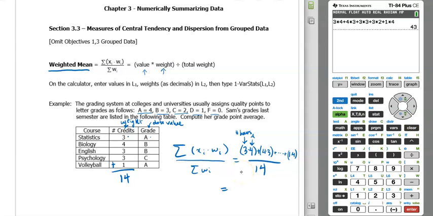And this sum in the numerator should give us 43. And then we're going to divide 43 by 14. And 43 divided by 14 is going to be the GPA, which is 3.07.